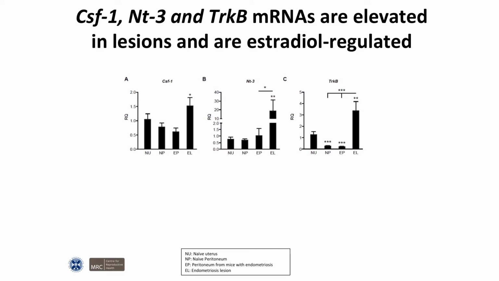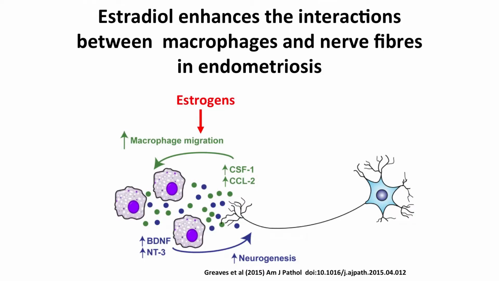We were also able to show that estradiol was very important in regulating the influx of macrophages into lesions. So after lesion establishment, we divided the mice into two different groups that were exposed to a vehicle or estradiol, and the lesions collected from mice exposed to estradiol had many more macrophages present within them. And we also went on to use some specific macrophage and neuronal cell cultures to look at the specific mechanistic interactions between macrophages and nerve fibres before we went back into the mouse model.